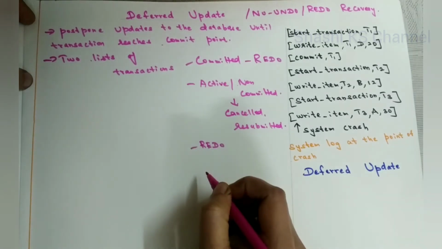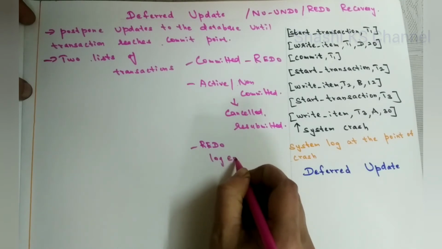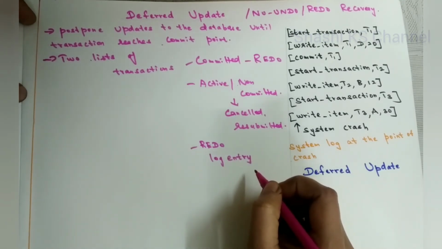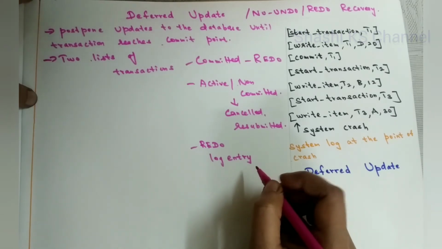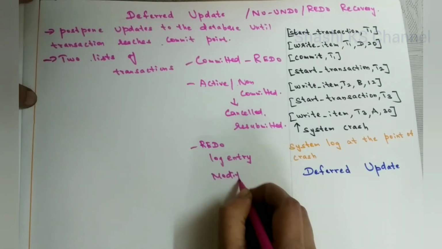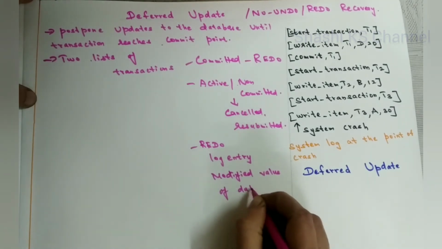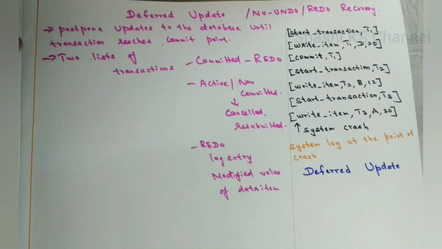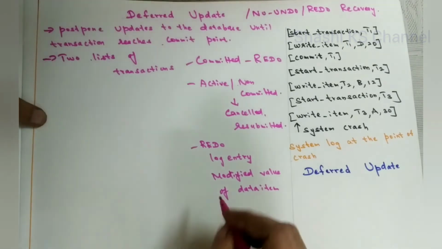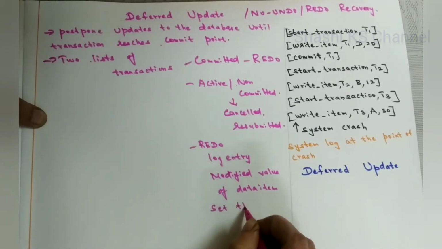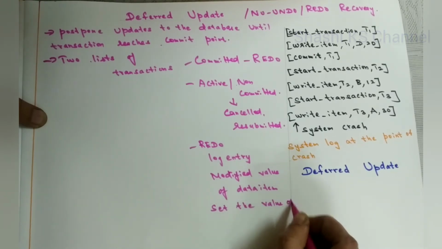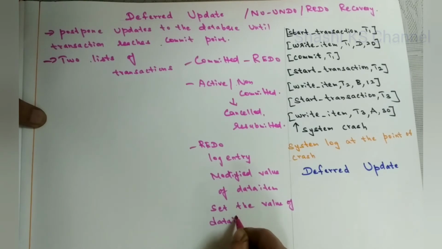The meaning of redo operation is: check the log entry of that transaction. Okay, and then check the modified new value of the data item which has been updated by that particular committed transaction, and then you set the value of the item X in the database to the new value. Set the value of the data item to its new value in the database.